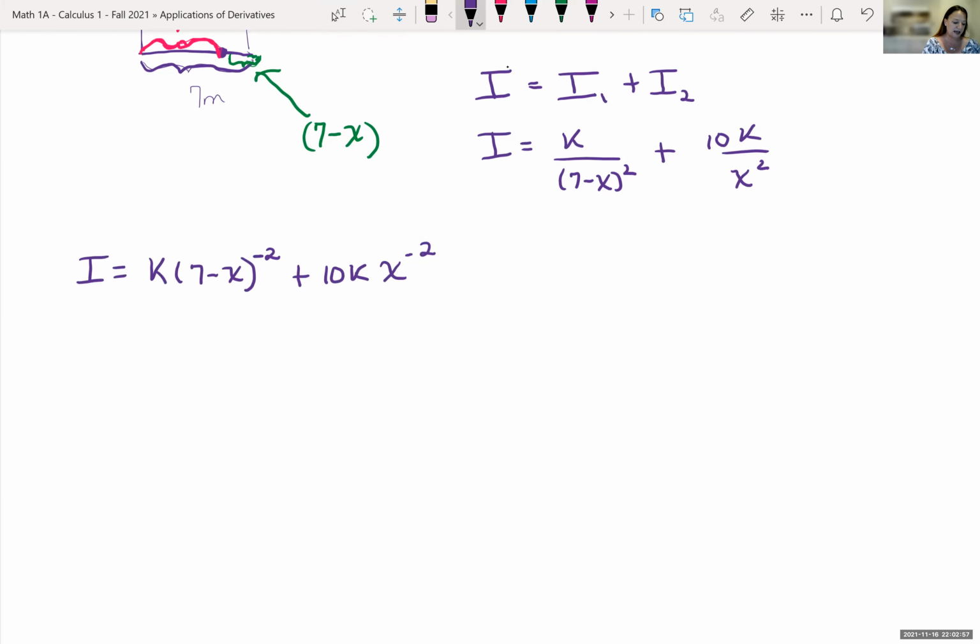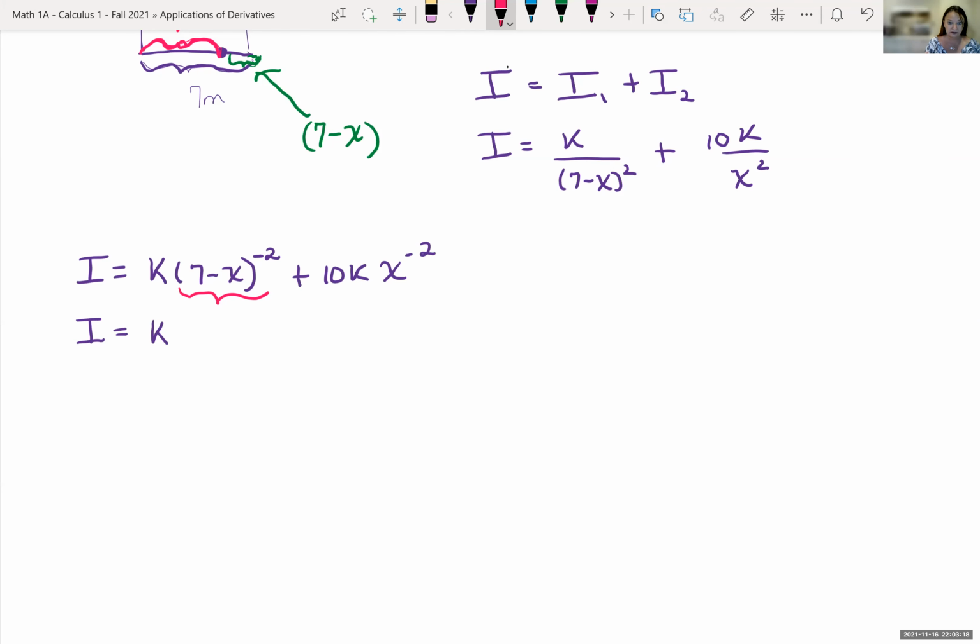So now it's in the form that I can go in and take the derivative. Remember, K is just some coefficient, just some number in there, so just treat it like that. Like if it was 2 in there, we're just going to leave it alone. Let's take the derivative of 7 minus X raised to the negative 2 power.